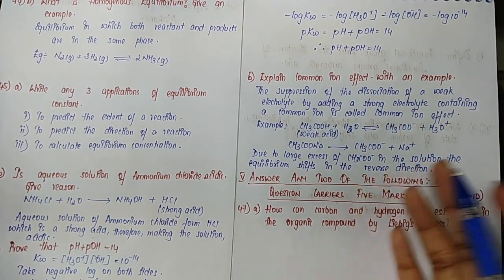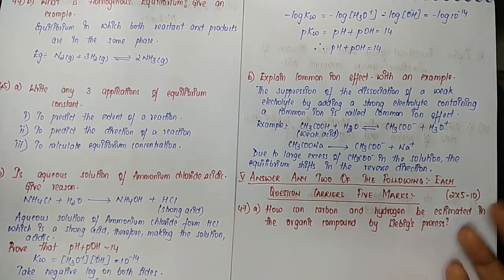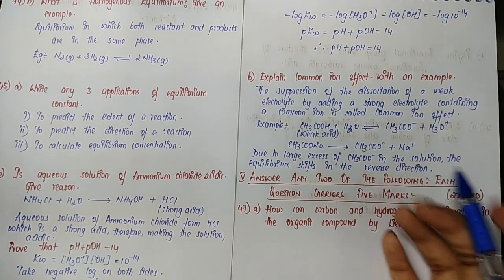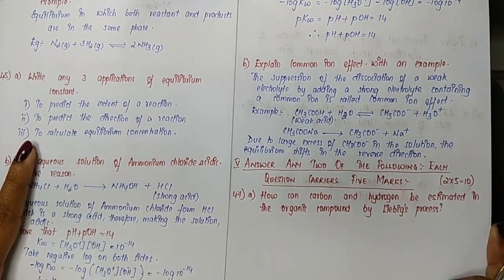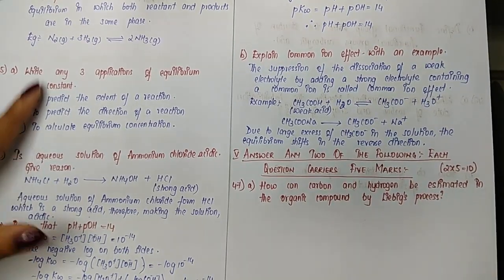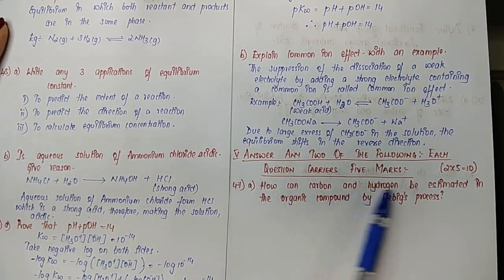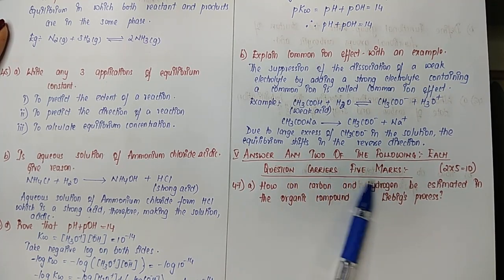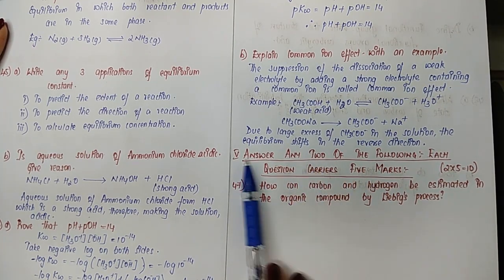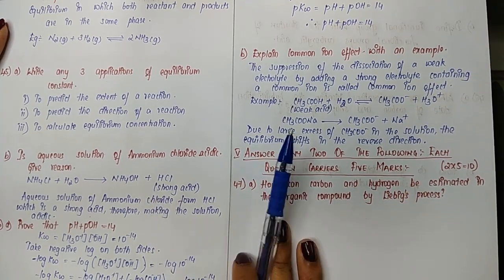So this way you are trying to explain the statement by taking an example. You can also take an example of ammonium hydroxide and ammonium chloride, which is similar to what you did in salt analysis, and still explain this concept. Either way, both are correct. Now the next one, let's move to part 5, which is purely organic chemistry. Here you are given questions worth 5 marks each. You can answer any 2.